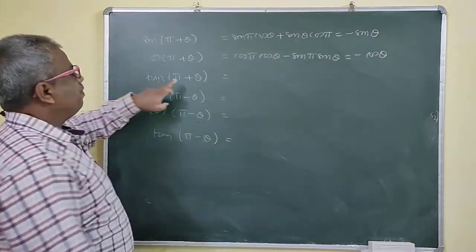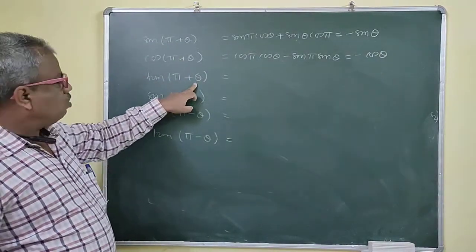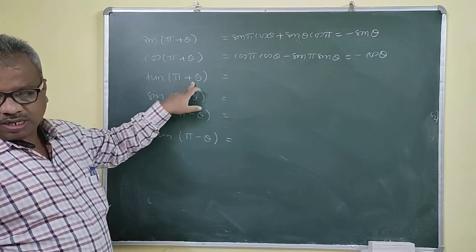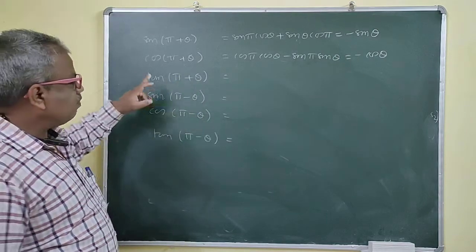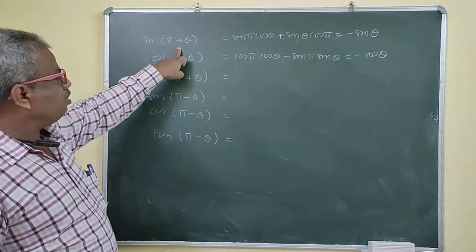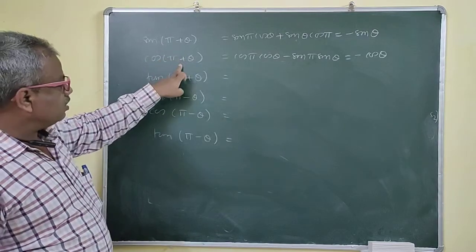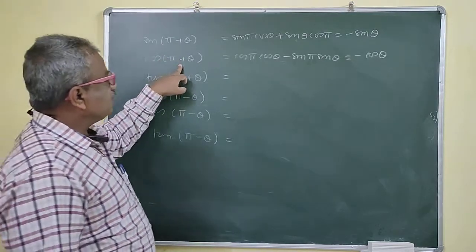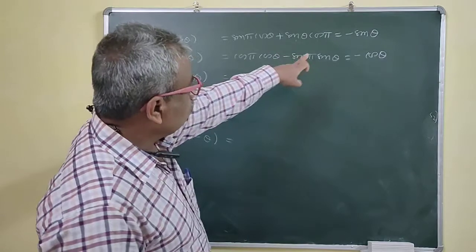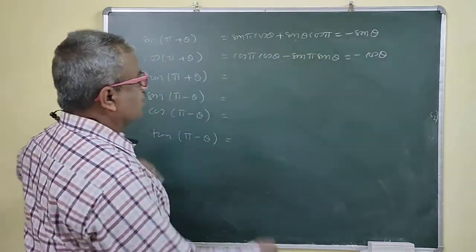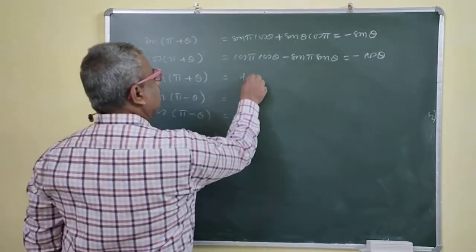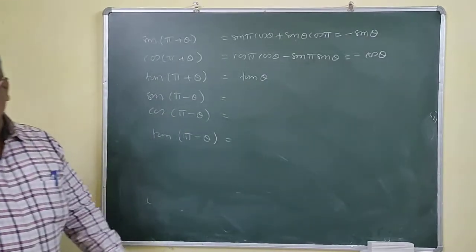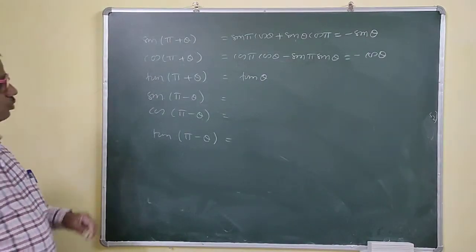Then tan of pi plus theta. You can apply the formula for tan A plus B also, right? But here you have the values of sin and cos of pi plus theta. So minus sin over minus cos, again this is tan theta. Tan of pi plus theta is tan theta, right?